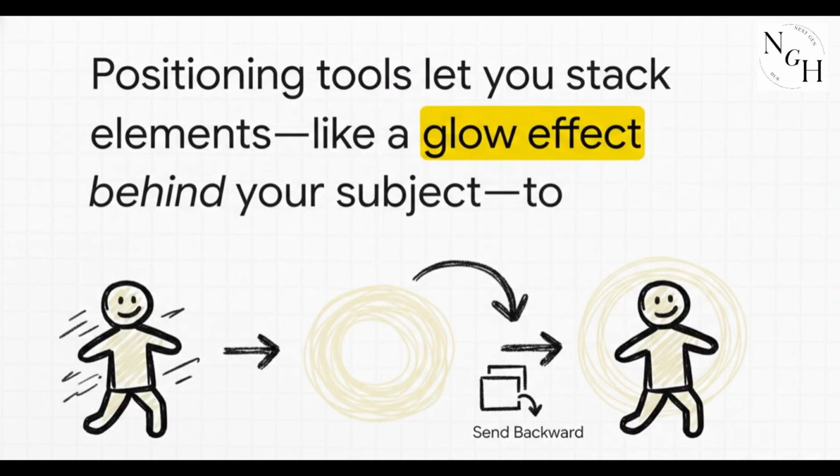So how do we get that cool glow effect that looks like it's behind the person? That's all about layers. Think of it like stacking pieces of paper. You just add a glow element from the library, and then you use the position tool to send it backward, pushing it behind your main subject. This simple trick creates an incredible sense of depth and makes your whole design look so much more professional.